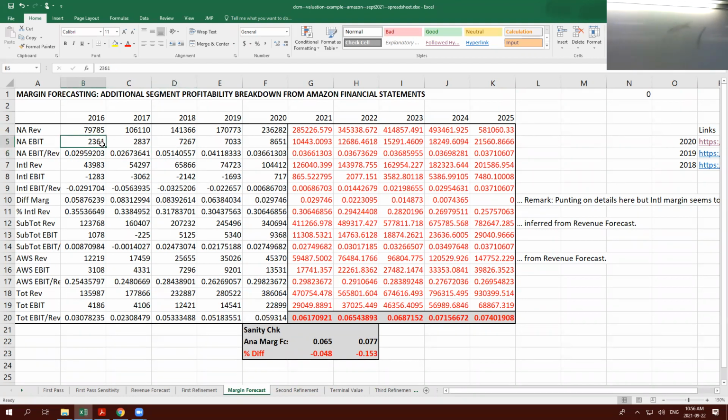Okay, but let's see. As I said, we've got North American. The data gave us North American revenue, North American EBIT, international revenue, international EBIT. So I just calculate margin numbers. And then there's AWS revenue, EBIT, and then the margins calculated. So let's take a look at what we see. Margins of North American non-AWS: 3%, 2.7%, 5.1, 4.1, 3.6.